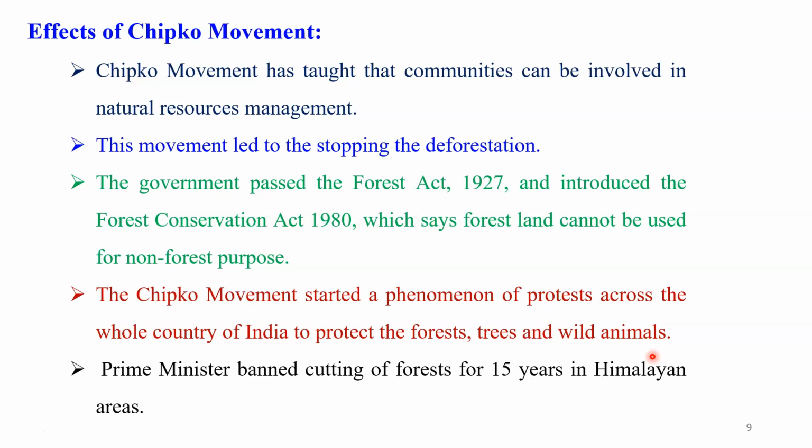And I just mentioned that at that time the Prime Minister of India was Indira Gandhi, and she took one very important decision. She issued the order banning the cutting of the forest for 15 years in the Himalayan region, meaning the area where this movement started, spread and successfully completed. Immediately the Prime Minister of India, Indira Gandhi, issued the order. This is also a very important outcome of this movement.